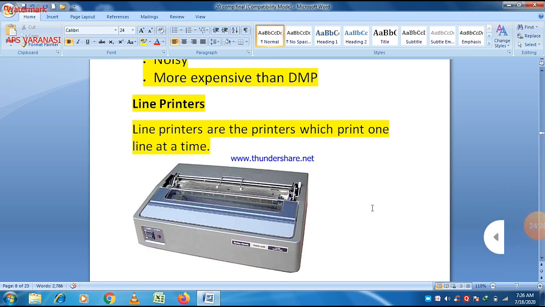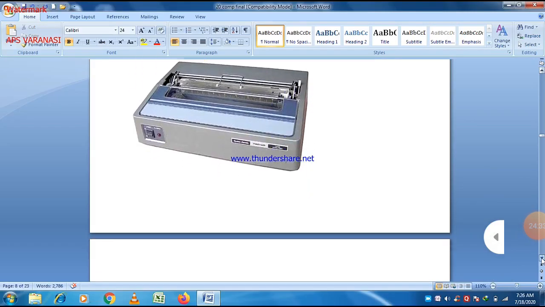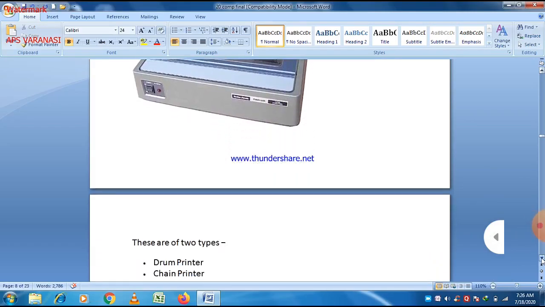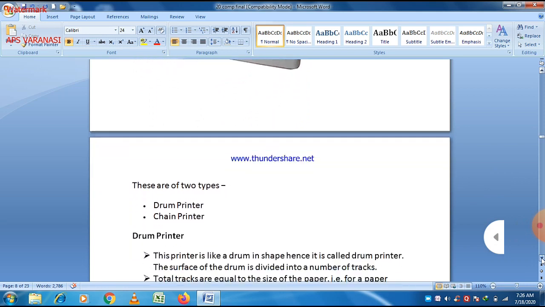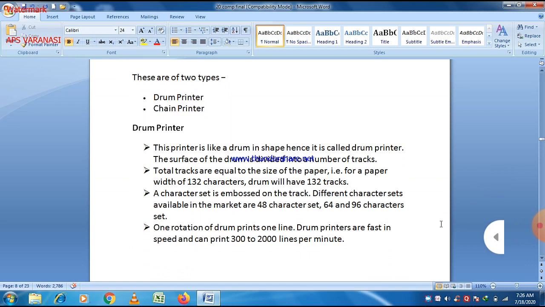Line printers are the printers which print one line at a time. You can easily see that this is an example of a line printer. They print one line at a time, so they are called line printers. And there are two types of line printers, drum printer and chain printer.